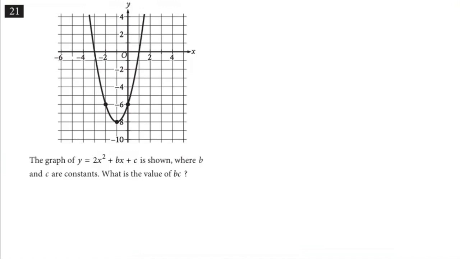Question 21. You can see a parabola, the quadratic curve given. The graph of y equals 2x squared plus bx plus c is shown, where b and c are constants. What is the value of bc? We need to find the coefficient of x and the constant term. We already have the leading coefficient, the coefficient of x squared, which is 2. What can be done about such questions? There are lengthy approaches to solving this problem, but I'm going to use the quicker one.